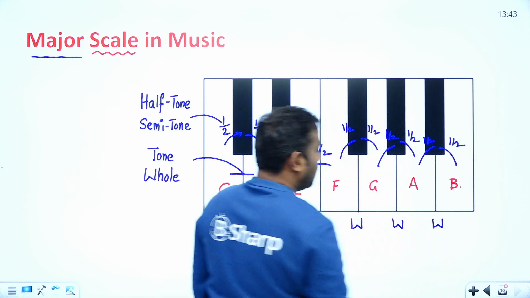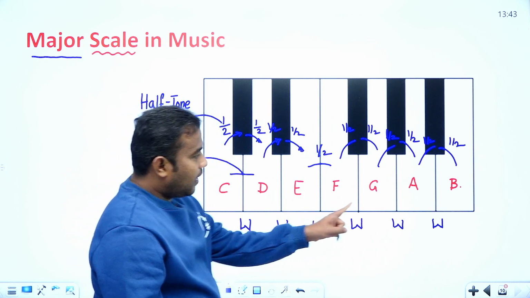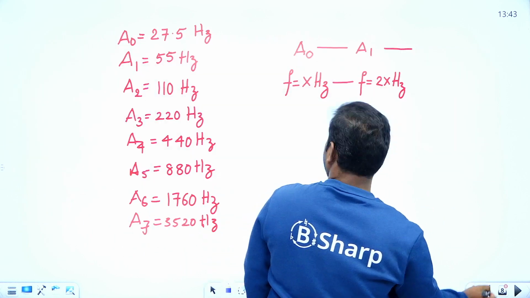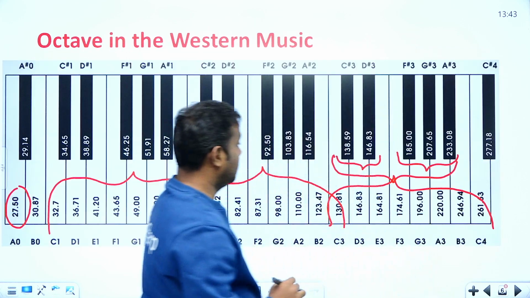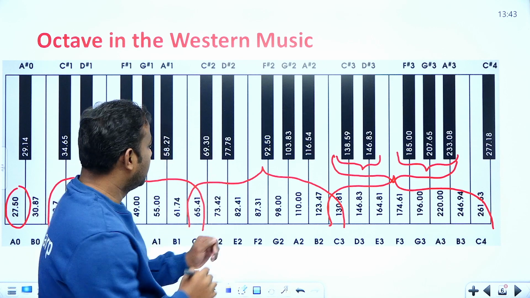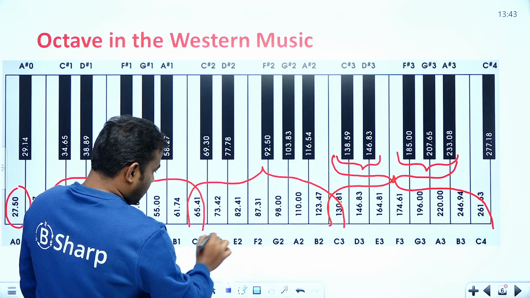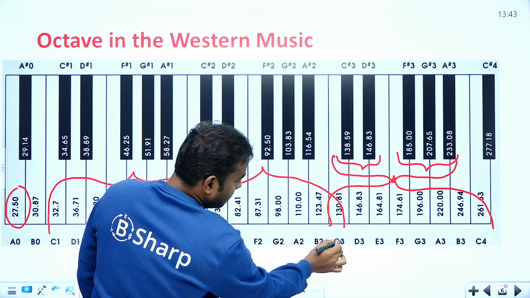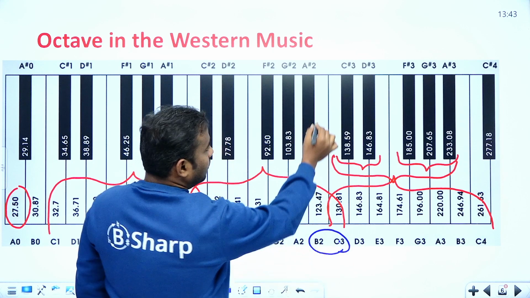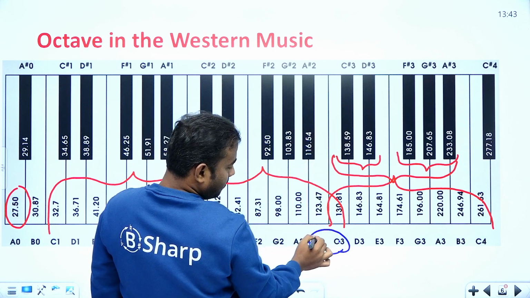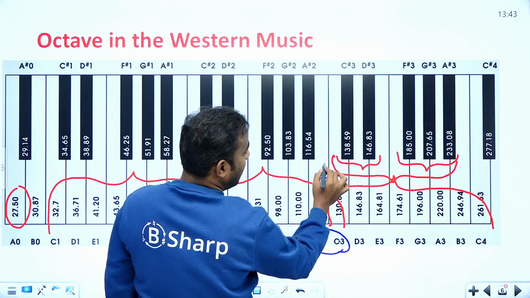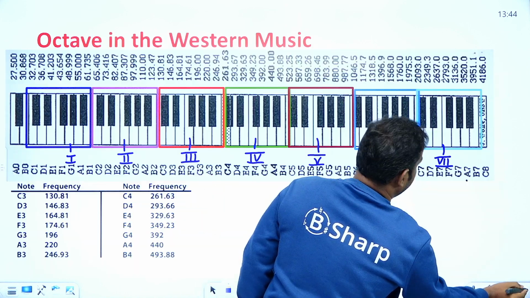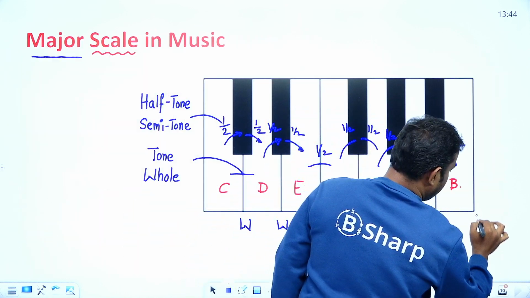And if you observe after B, let me take one simple, easy example in this diagram. You can see C, D, E, F, G, A, B. After B, the next letter is C again. Can you see this observation? There is no black key between B and C, so what would happen? The distance between B and C will be another half tone. So here it becomes a half tone.